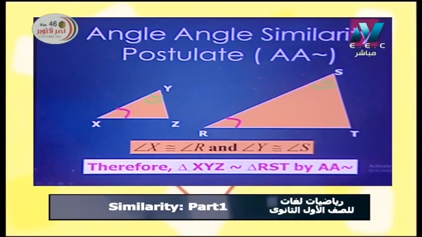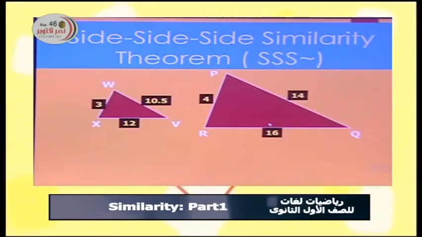Therefore, of course, triangle XYZ is similar to triangle RST. By what? By AA similarity. AA similarity means angle and other angle. These two corresponding angles, X and R, are equal in measure, and measure angle Y equals measure angle S. Let's see this slide also. Side similarity. We call it theorem SSS.